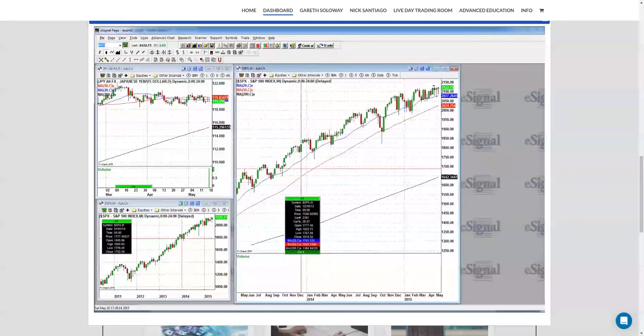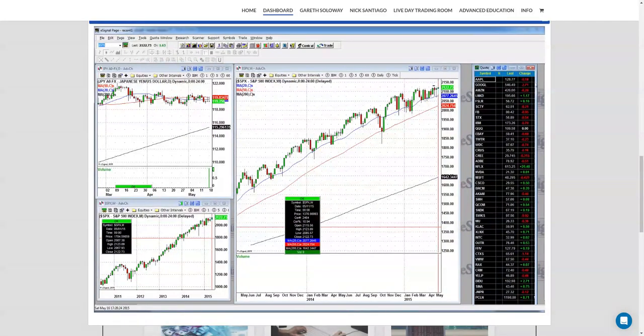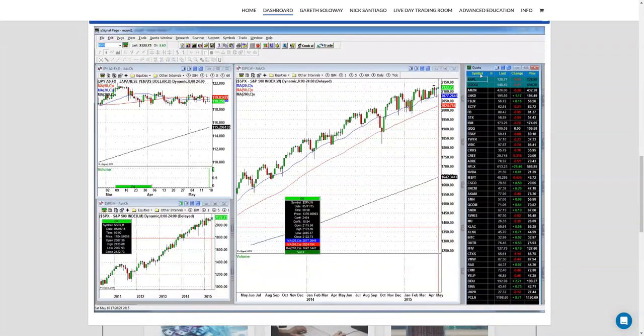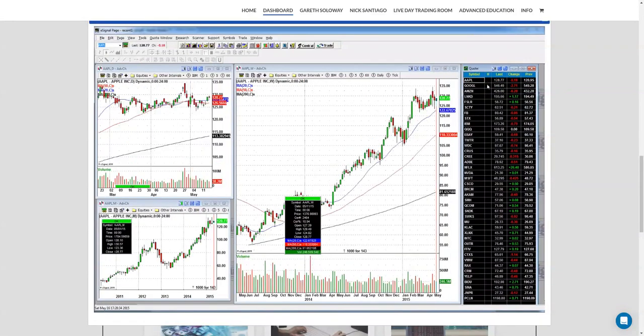So when I scan for stocks, I'm just going to show you how to do it. Here I have the daily, here's the weekly, this little chart is the monthly. One of the things I like to do to look for trade setups is I'll just go through my stock list. So here you can see, here's my list. And what I'll do is I'll just scan through it.